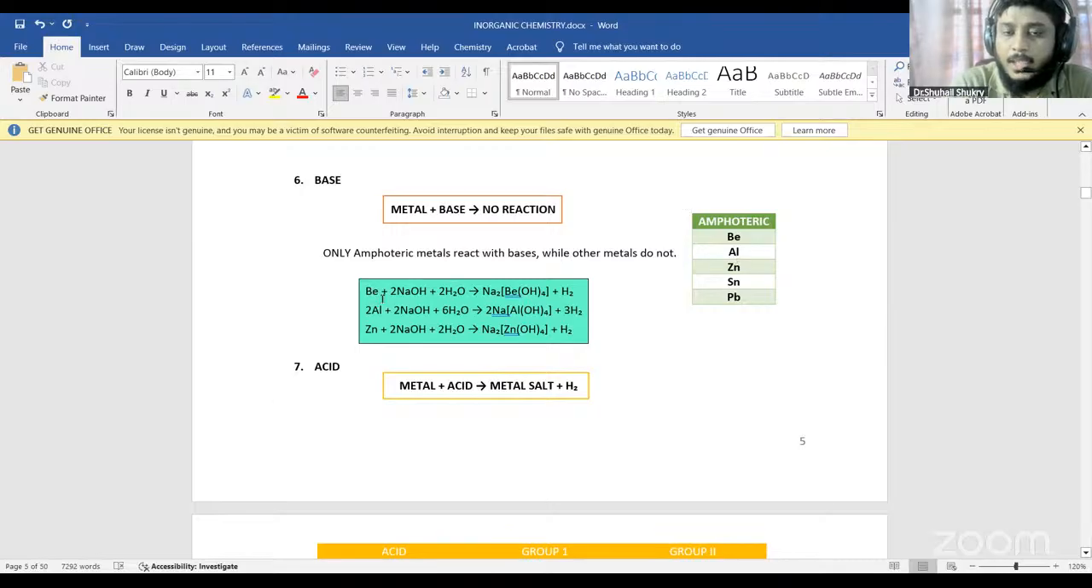Now beryllium can react with a base in the presence of water. With water, they will form a substance, actually a complex ion. Now this is the first time you are meeting a complex ion in your life, right? You haven't met complex ions before, right? So they will form a complex ion, right?